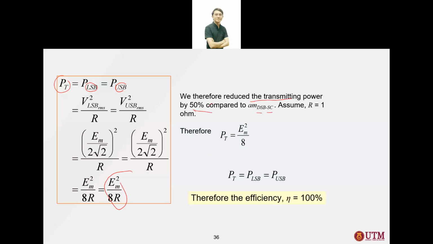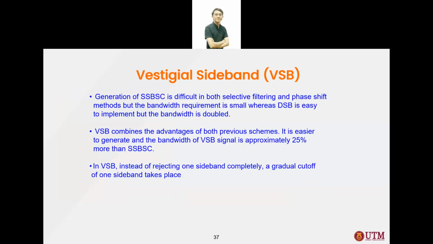Okay, because double sideband suppressed carrier sends two sidebands, but single sideband only sends one. So it's 50% more reduced in terms of power. But the transmitter efficiency is still 100%. Why? Because we are still sending spectrum that contains the information. Double sideband suppressed carrier is still 100% efficient because it is still transmitting power as information.